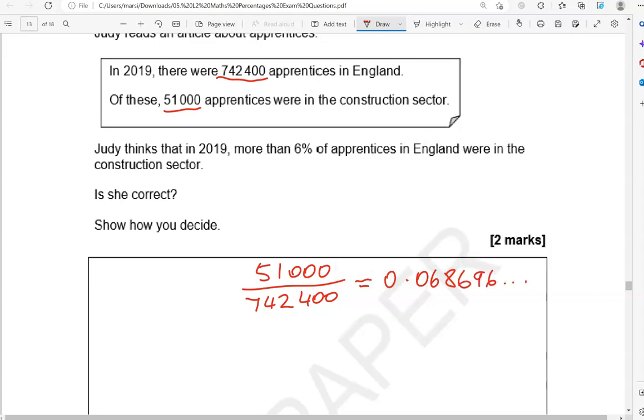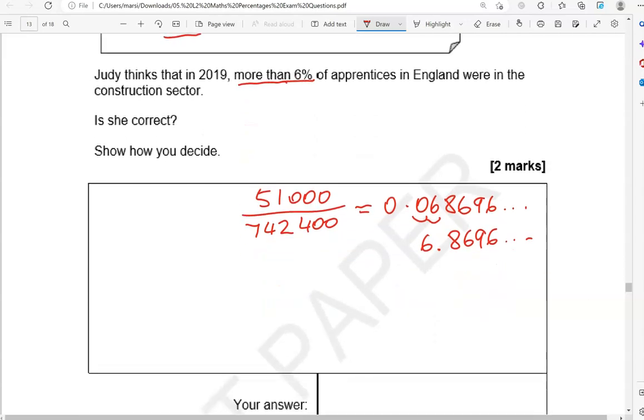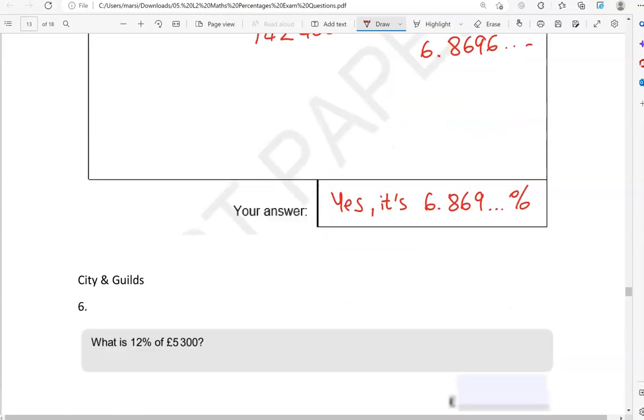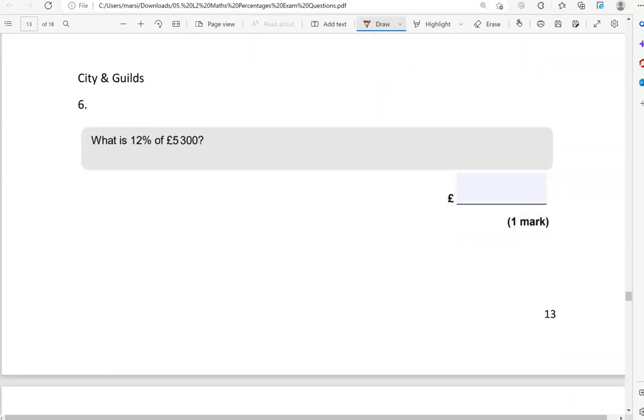So as a percentage, that is 6.8696%. So that is over 6%. That is more than 6%. So is she correct? Yes. Yes, it's 6.869%. So it's more.